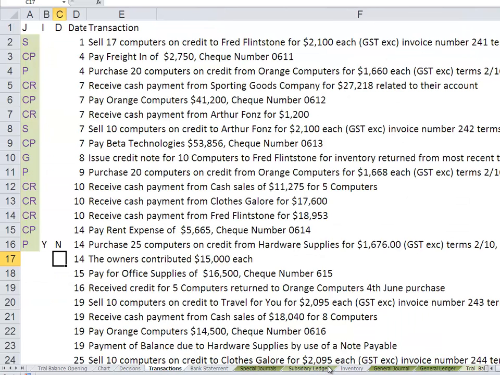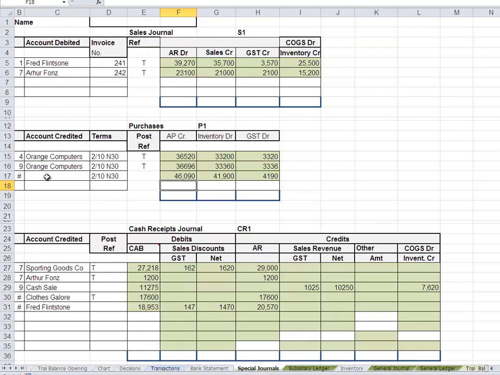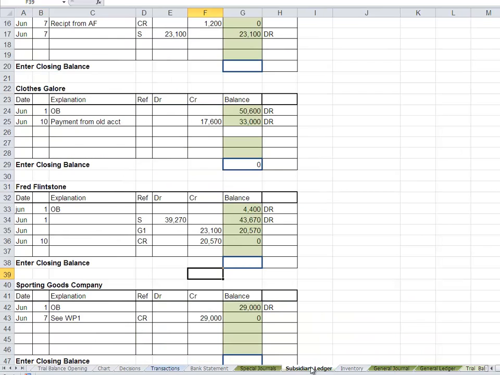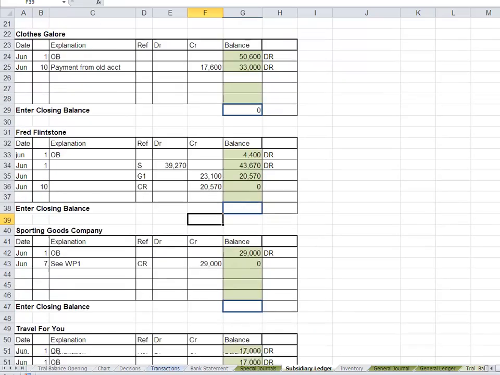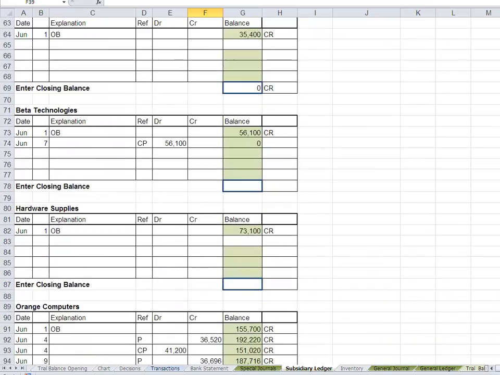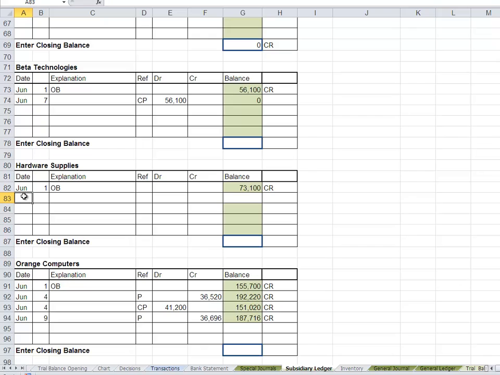Now we need to post this to the subsidiary ledger, so I need to find out who it's from. Hardware supplies. I think I've got some cells protected. Right, hardware supplies, subsidiary ledger, accounts payable, June 14.